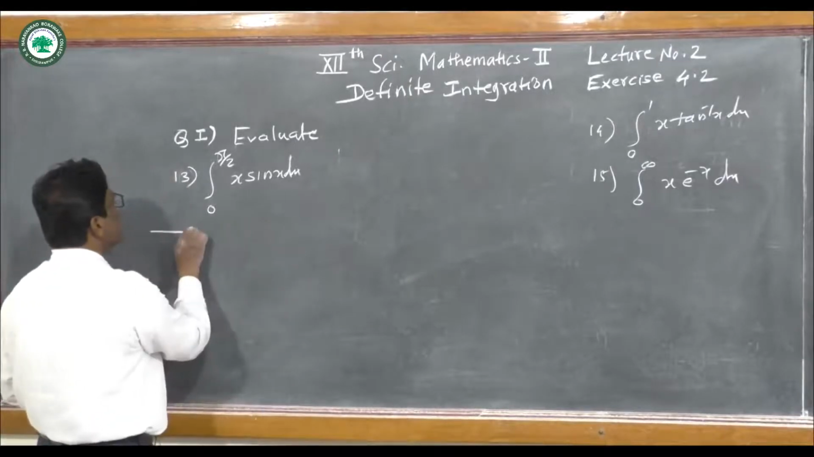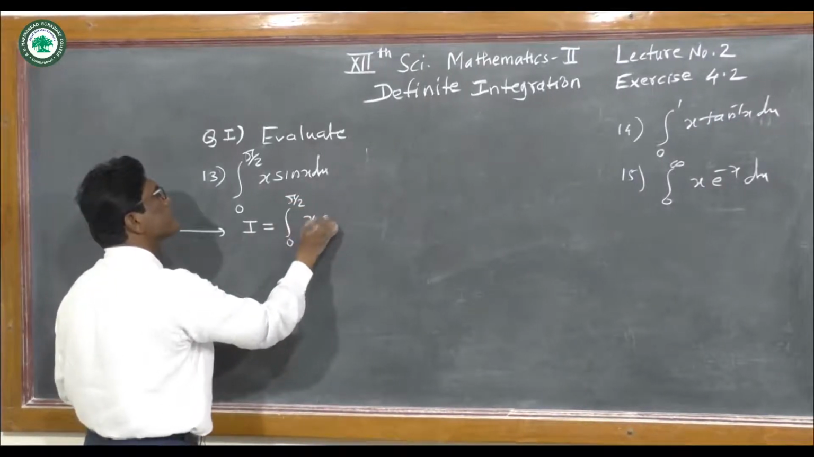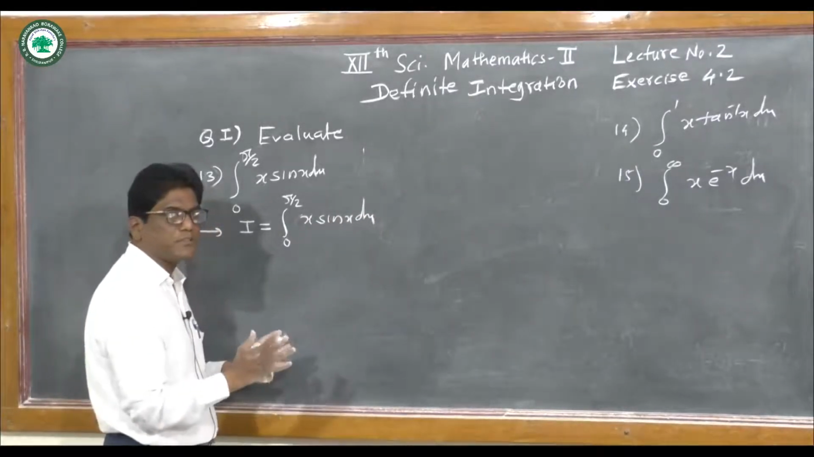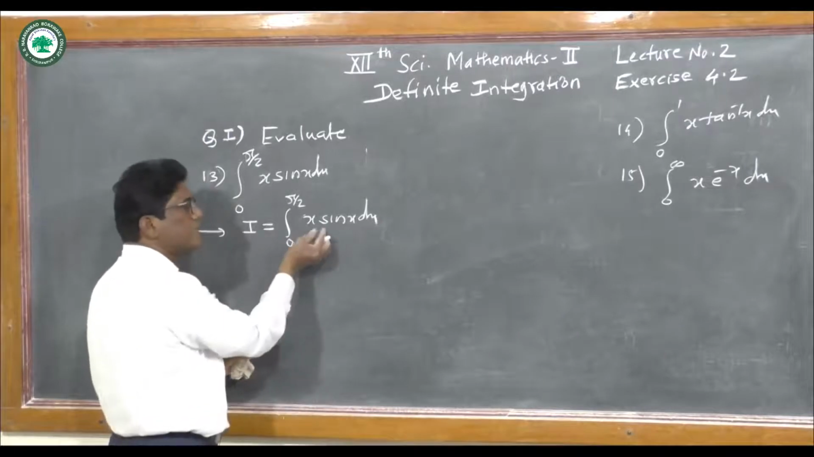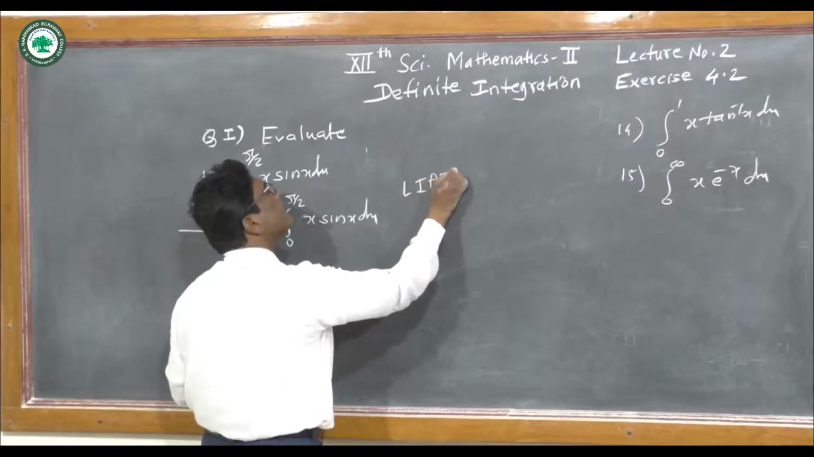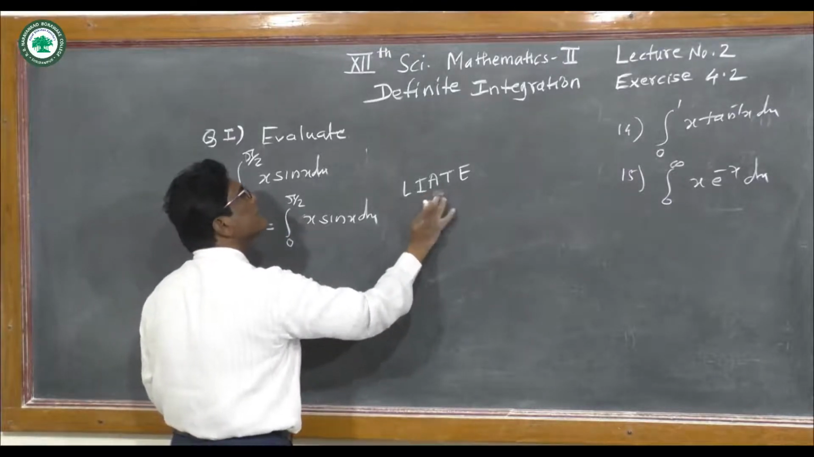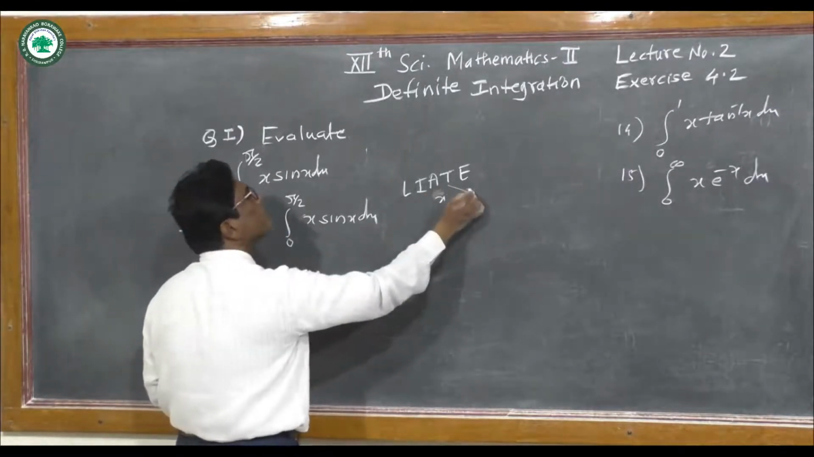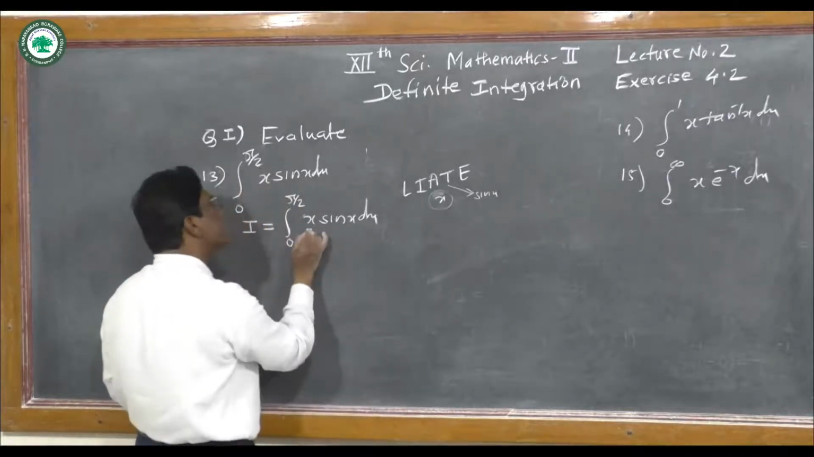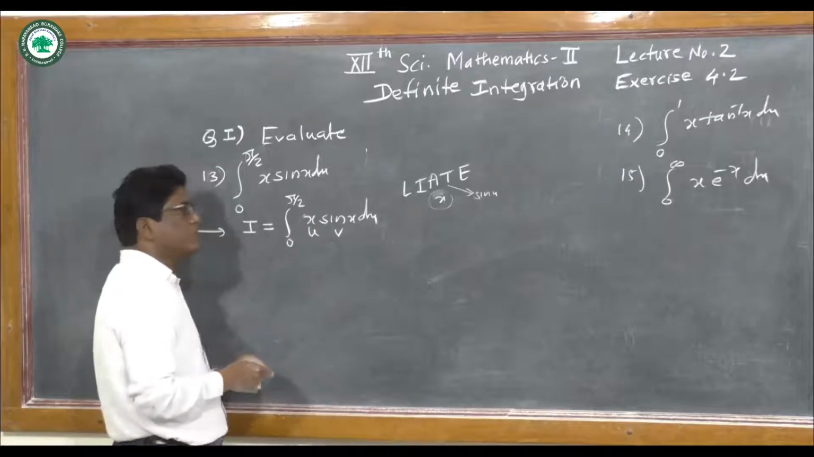Now see, let I is equal to integration from 0 to pi by 2 of x into sin x dx. Here the integrand is the product of two different functions. One is algebraic and the other is a trigonometric function. So here we use the LIATE rule, L-I-A-T-E. Here x is algebraic and sin x is trigonometric. A appears first, so x is the first function, that is u, and the trigonometric function is v, and then we use the integration by parts rule.